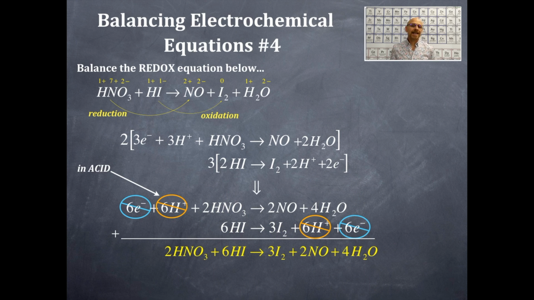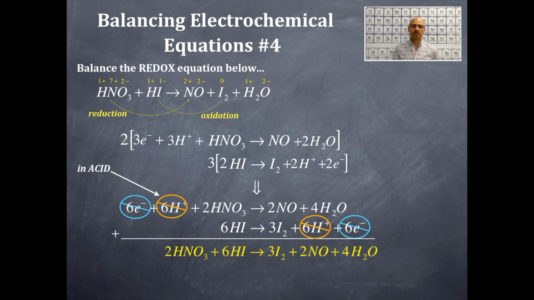Okay, again, the last thing you do before you start labeling this is to make sure that you have everything balanced. On the reactant side, I have 2 hydrogens with the nitric acid, 6 hydrogens with the hydrogen iodide, for a total of 8 hydrogens. On the product side, there are 4 water molecules. That's 4 times 2, that will give me 8 hydrogens. I have 2 nitrogens on the reactant side. On the product side, I have 2 nitrogens.